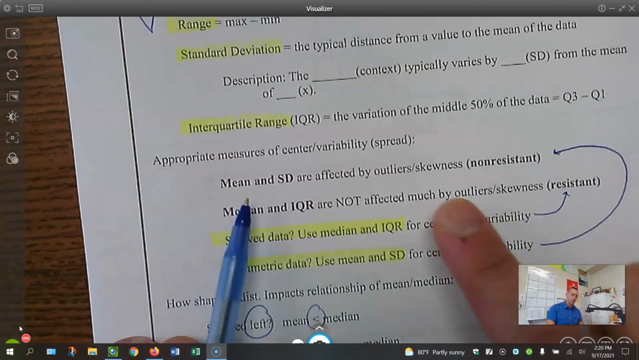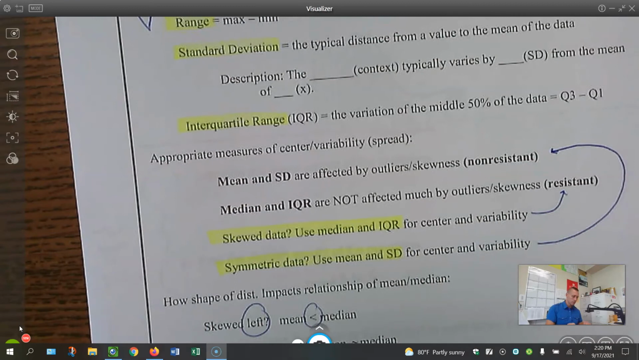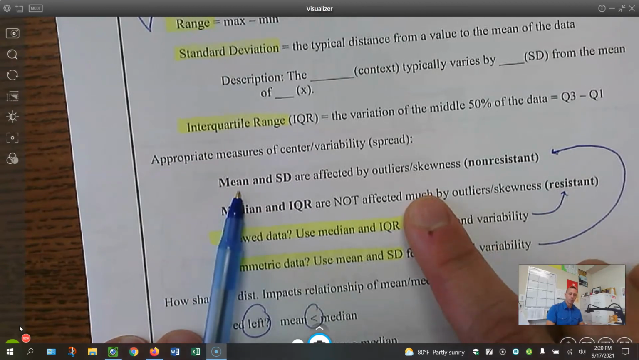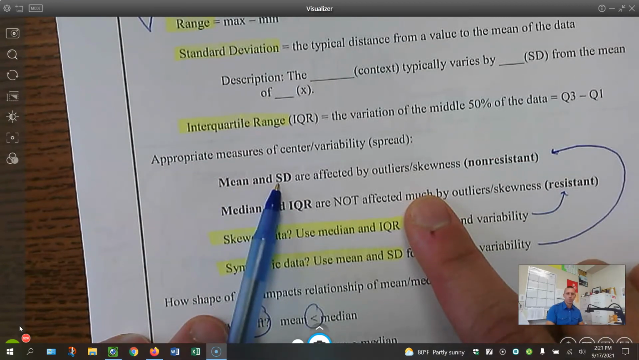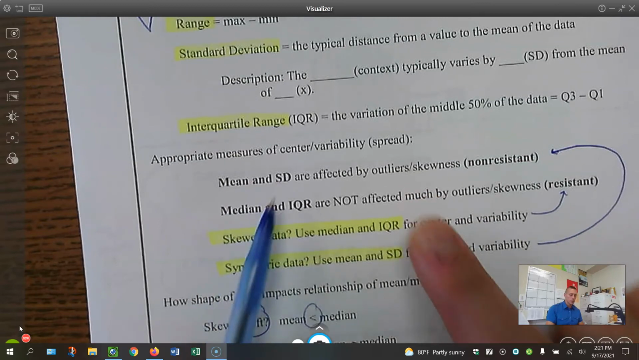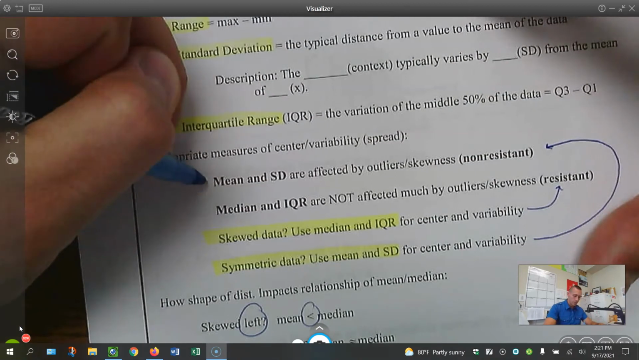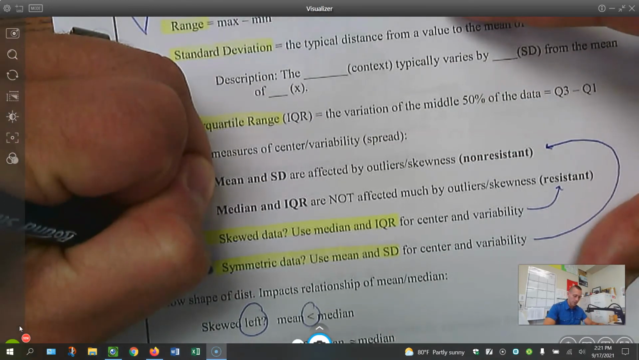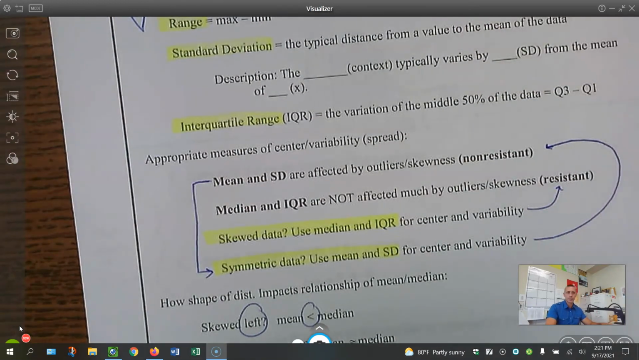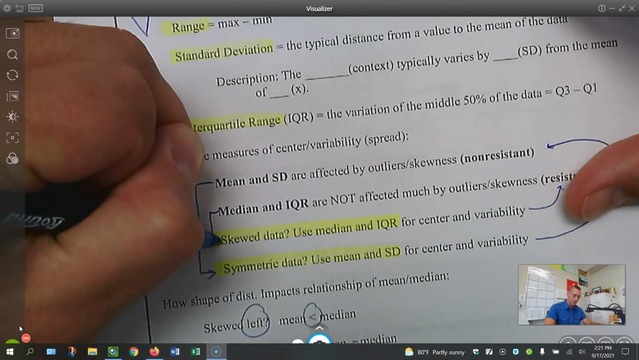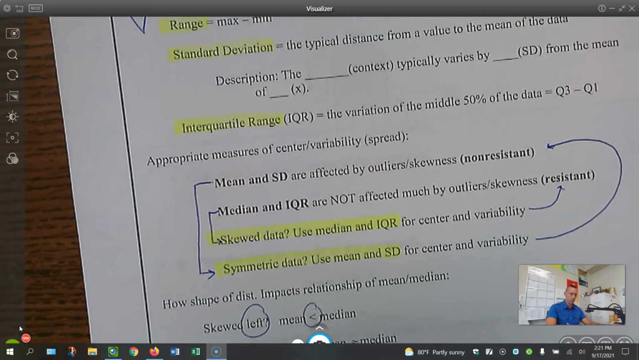Okay, appropriate measures of center and variability. If you're going to use the mean and standard deviation, hold on, I lost my train of thought. You're going to use the mean and standard deviation if you have symmetric data. The reason is they take into account every single data point. And you're going to use the median and IQR if you have skewed data for the center and the variability, because they are resistant to that skewness.